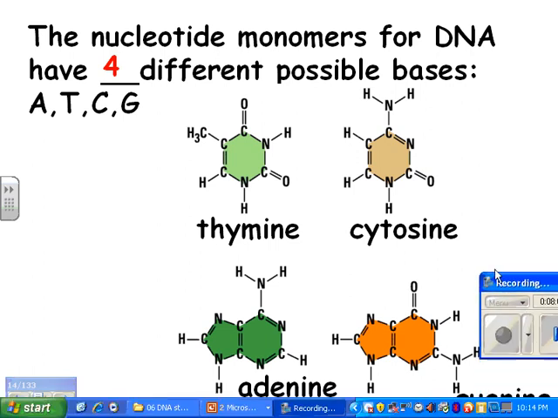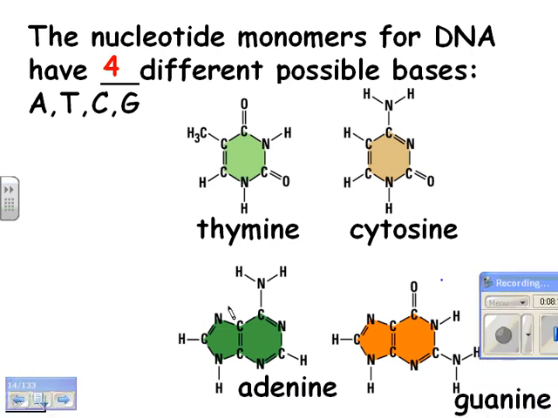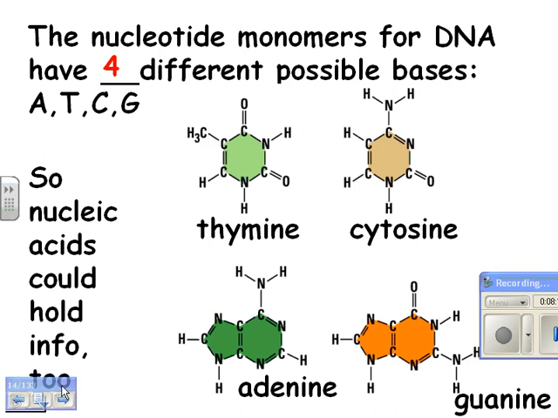And so I'm not going to make you memorize the structure of these to draw them for me, but you do need to know the 4 bases, A, T, C, and G. So nucleic acids could hold information too, but scientists really thought it was less likely, probably because we are used to a language with 26 letters. So proteins just sounded so much more plausible.